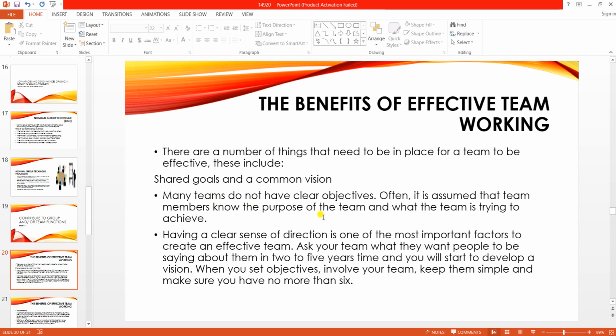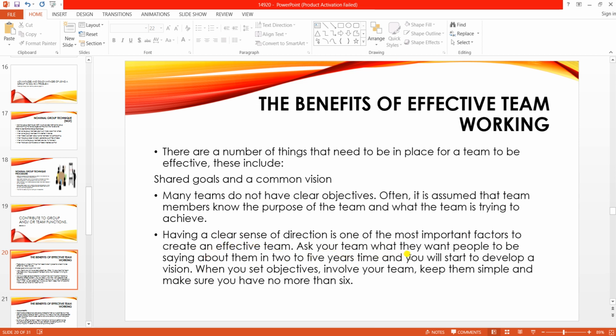So many teams do not have clear objectives. Often it is assumed that team members know the purpose of the team and what the team is trying to achieve. So it's important to have clear goals and to state those objectives within the team. That also assists in continuously sharing these objectives within the team, which helps us have a common vision. Having a clear sense of direction is one of the most important factors in creating an effective team.